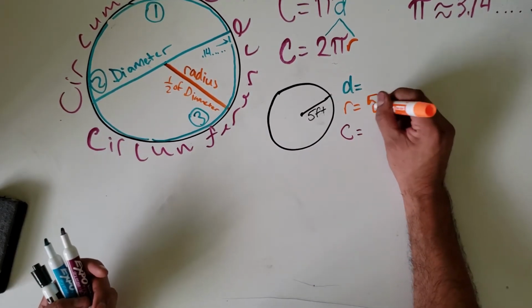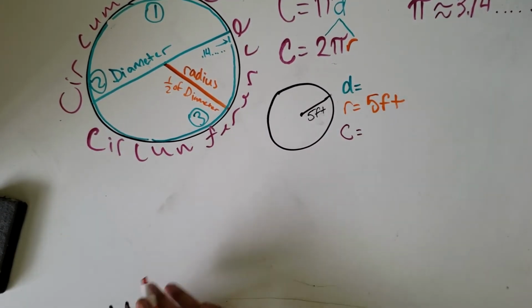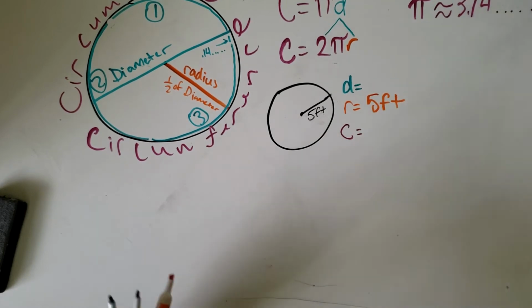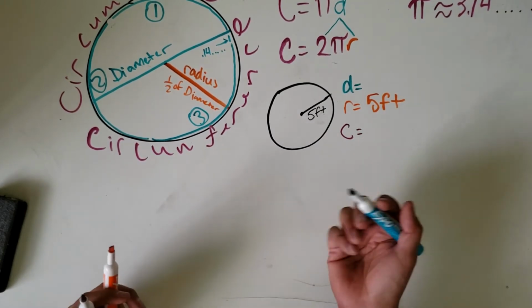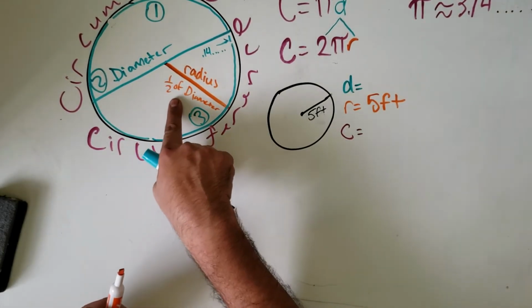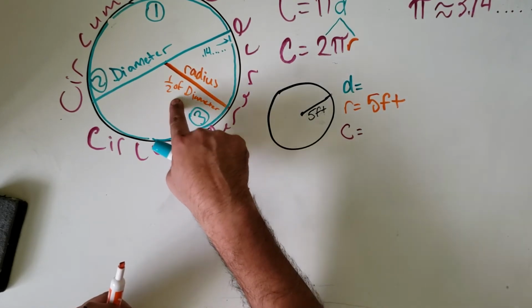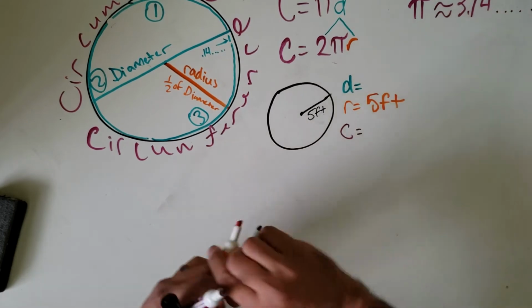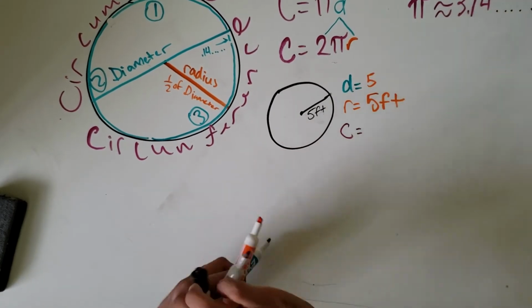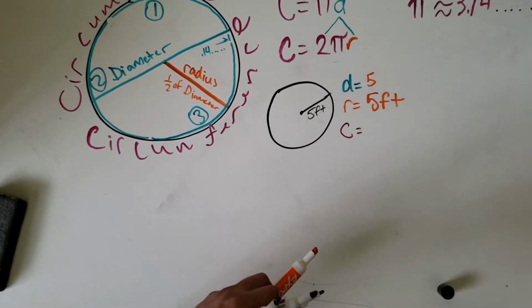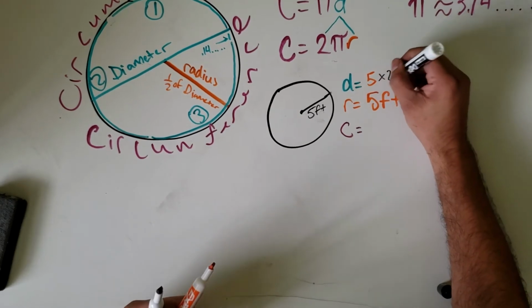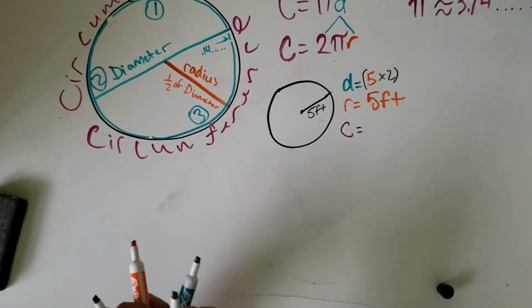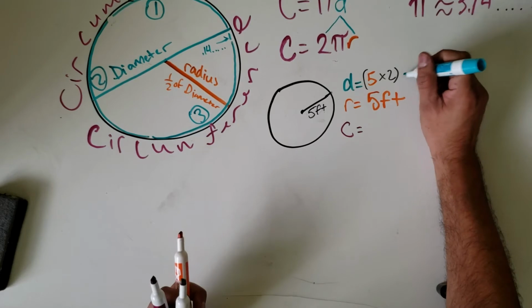So right here, I'm going to put 5 feet. So if my radius is 5 feet, what is my diameter? Well, I told you earlier that radius is half of a diameter, so that means to make a diameter, I have to double it, right? So I'm going to put what? 5 times 2. So what's 5 times 2? Well, that's 10.